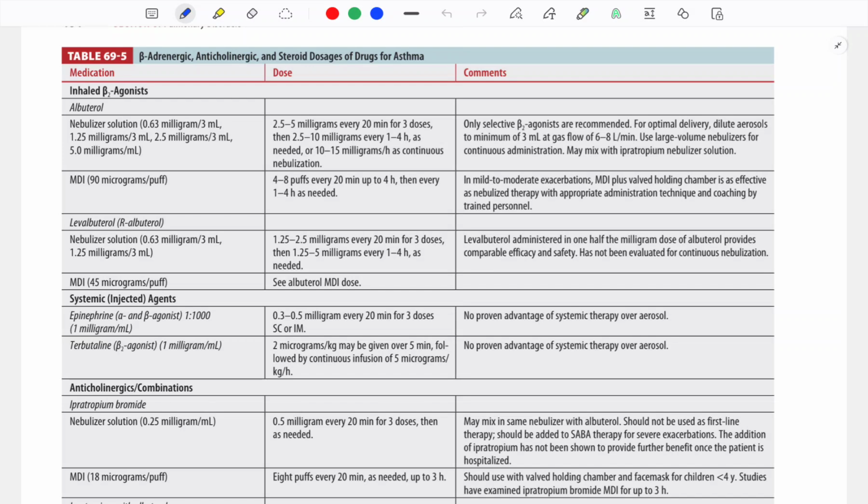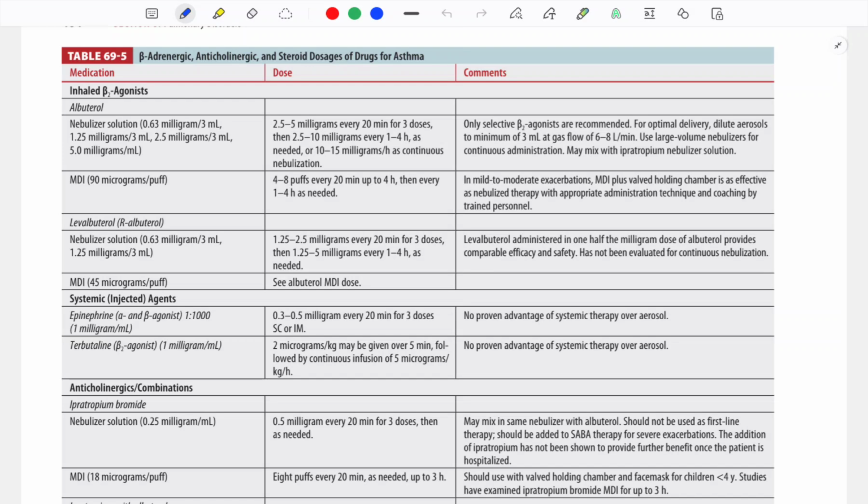Systemic agent में we can give epinephrine, मतलब epinephrine we can give in asthma, 0.3 to 0.5 mg every 20 minutes for 3 doses subcutaneous और IM. सो एनाफिलेक्सिस की ही सेम डोज है बेसिकली. स्टेटस अस्थमैटिकस में भी 0.3 to 0.5 mg subcutaneous और IM every 20 minutes for maximum 3 doses.